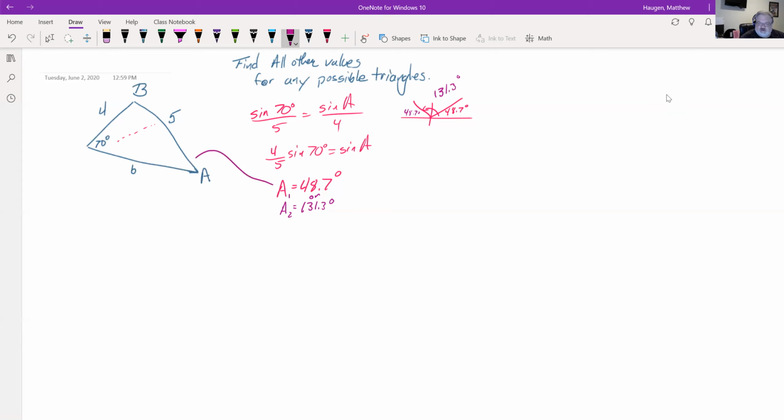The acute one will work. That would give us 70 degrees, 48.7 degrees, and we could subtract from 180 to find the other one. What would that be? That'd be 118.2, 0.7 from 180.